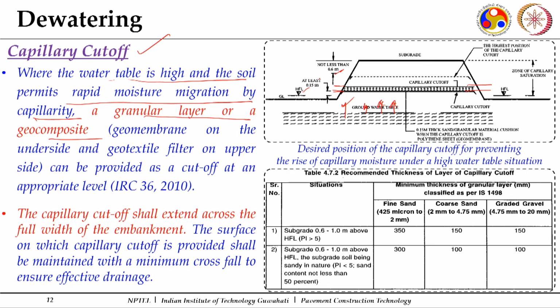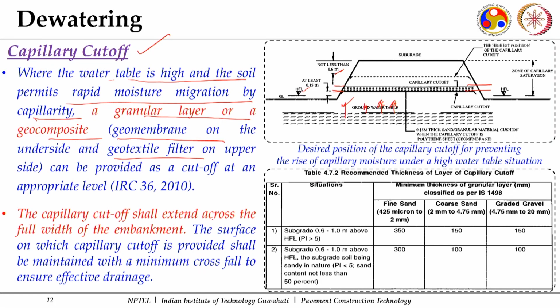In addition to this granular layer, we can go for a geocomposite. A geocomposite can be a geomembrane on the underside, because it blocks water, and a geotextile filter on the upper layer. So, it will act as a filter as well as a separation layer. A geocomposite can also be used, but this is preferably done for a new construction, because laying a capillary cutoff is possible when you are doing a new construction.